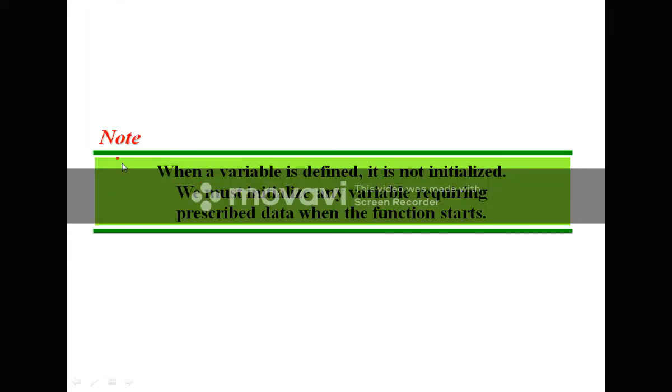Next note: when a variable is defined, it is not initialized. We are defining a variable, that is nothing but declaration, and when we assign a value, it becomes initialization. So we must initialize any variable requiring prescribed data when the function starts. That is, we should assign a value to the variable which we require in the program.